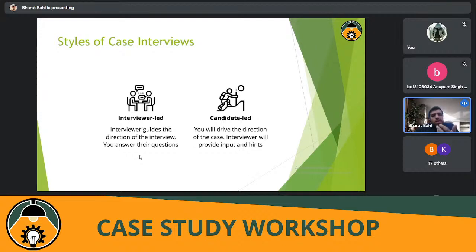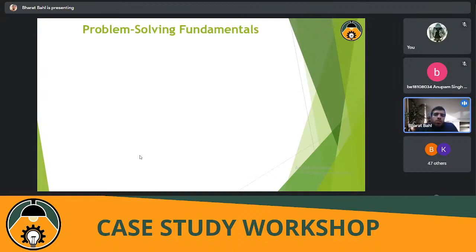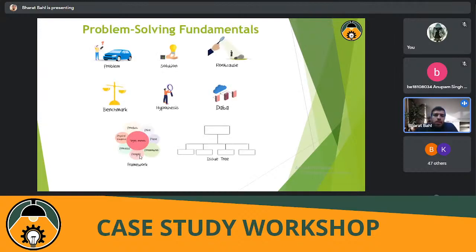We will be looking at the candidate-led case studies only. So now, talking about some of the problem-solving fundamentals. You're having a problem, and now you want a solution to it. There might be some root cause, some benchmarking. You have to assume something, your hypothesis. You come up with some data to get into the benchmarking process. Then you define some frameworks, and corresponding to the frameworks, you can come up with some issue trees, and you can drill down to the fundamental problem.